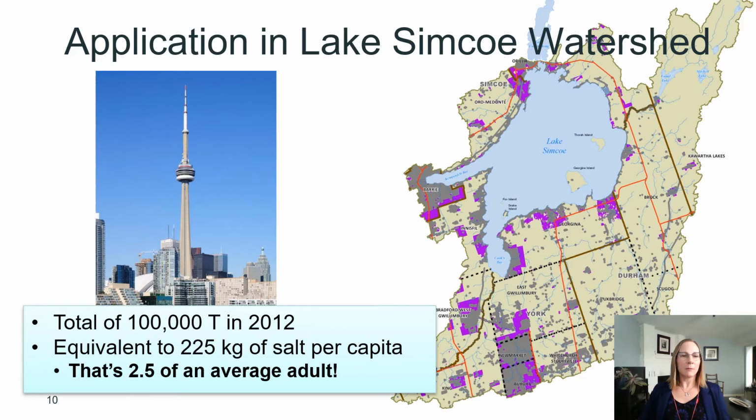We've taken a look at what goes into the lake, or what's applied in the Lake Simcoe watershed every year, and it's about 100,000 tons of salt, which is about the equivalent to a CN Tower's worth. On a per capita basis, that's about 225 kilograms of salt used to keep people safe on roads and parking lots. So that's about 2.5 times the weight of an average adult.